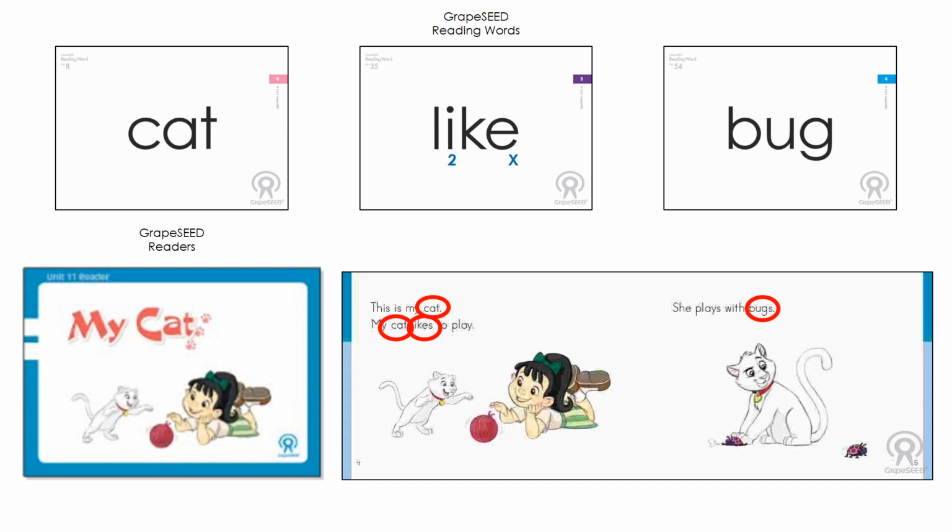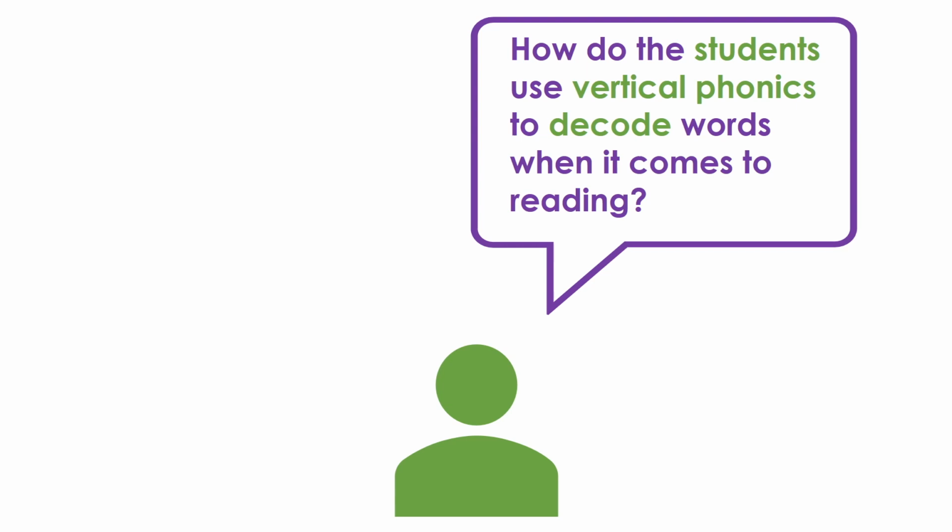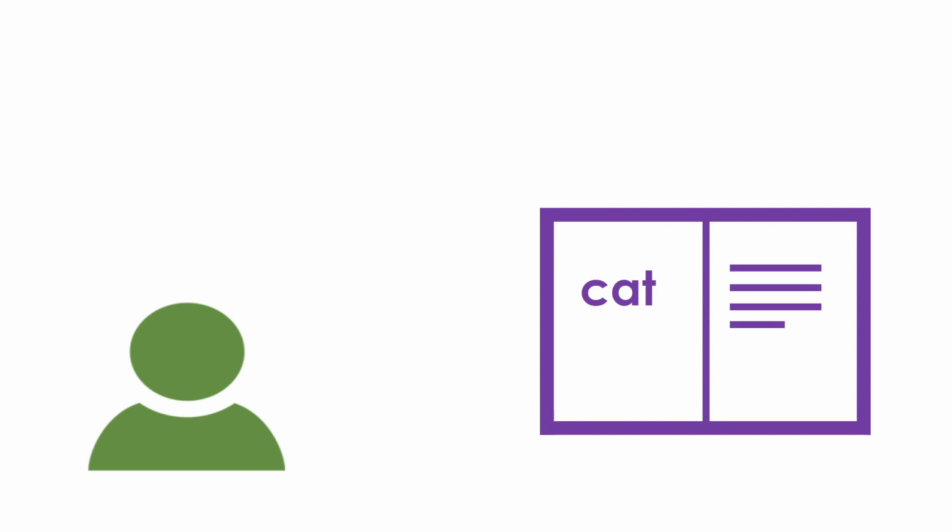How do students use vertical phonics to decode words when it comes to reading? Phoneme-phonogram relationships are very important when it comes to reading. GrapeSEED uses repeated practice and systematic review so that students memorize these relationships to the point where they are automatically able to respond with the correct phoneme.